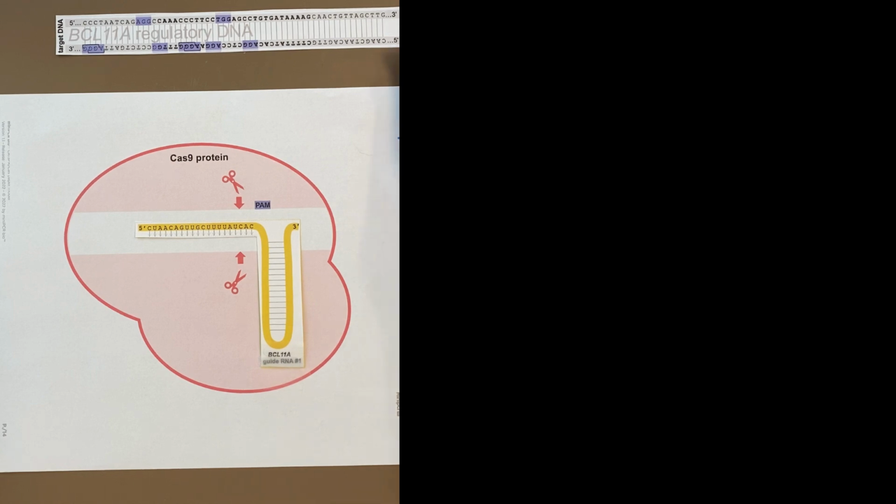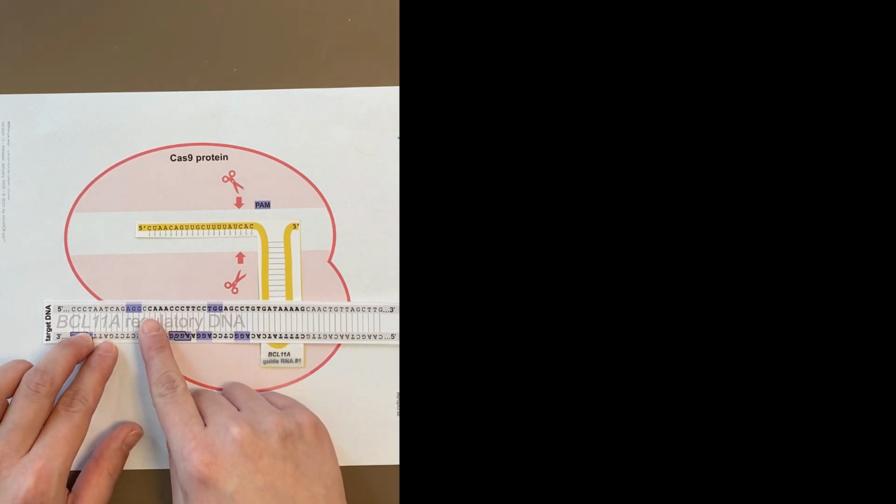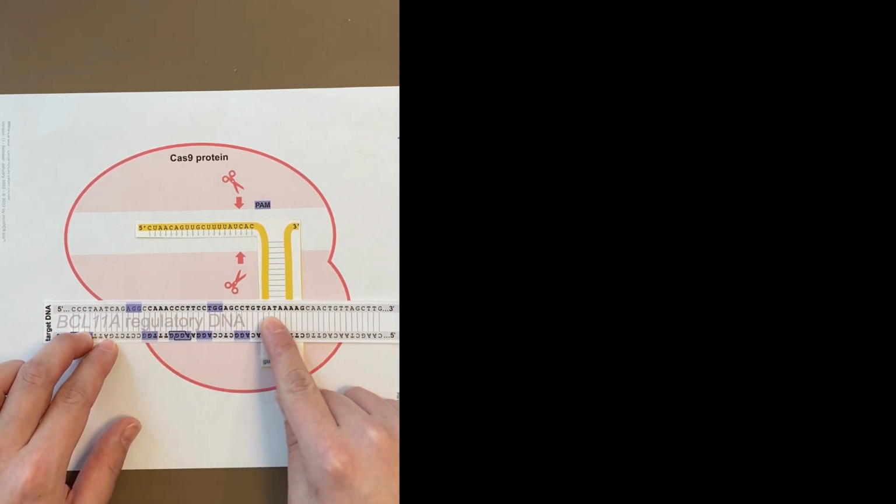Now let's take a look at the DNA strip. We have a very small region of the BCL11A regulatory DNA. And there are 2 things that I want to highlight on this DNA strip. The first is that in the middle of the DNA strip is a short region where the sequence is bolded.